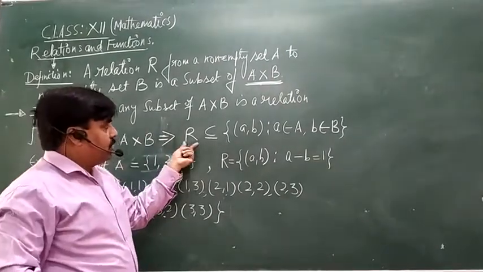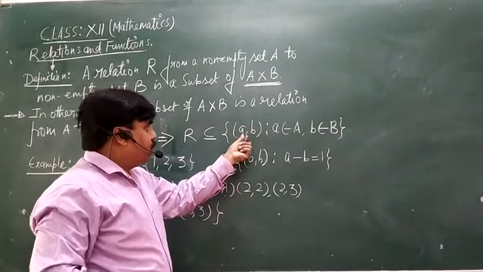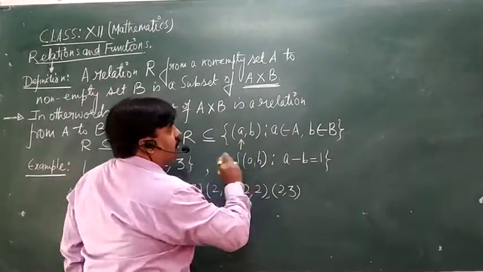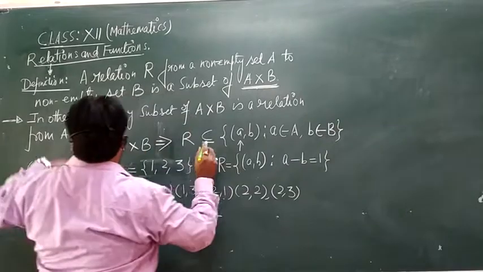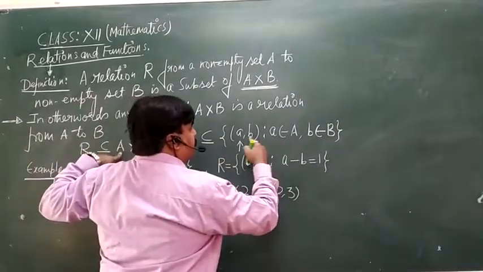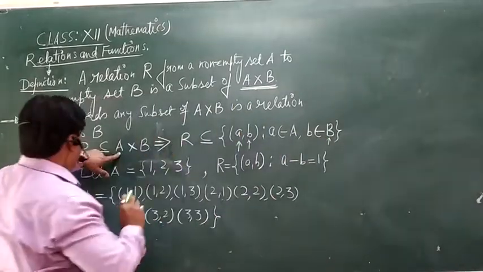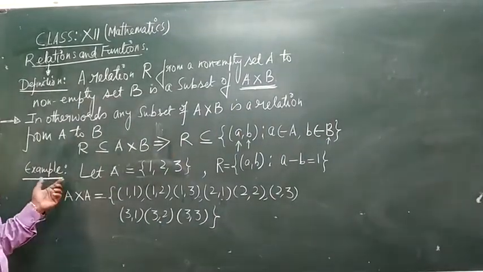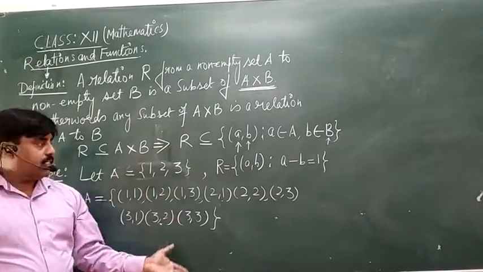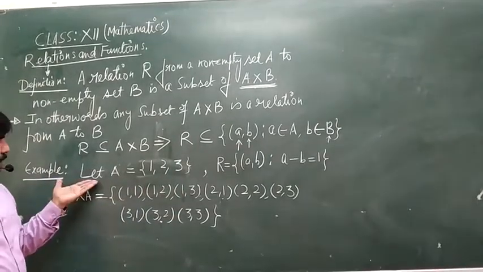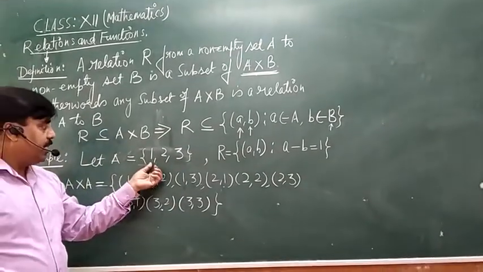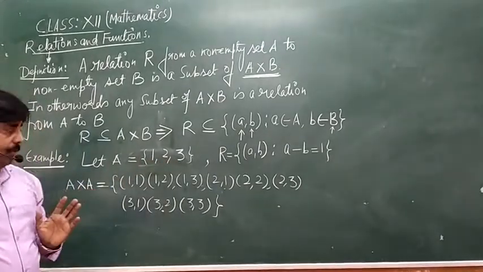R will be what? The ordered pairs. But the first component of each ordered pair must come from the first set, and the second component must come from the second set, because we are writing A cross B. So I am taking one example, with the help of which we can understand relation. Let's suppose there is a set A. The elements of set A are 1, 2 and 3.